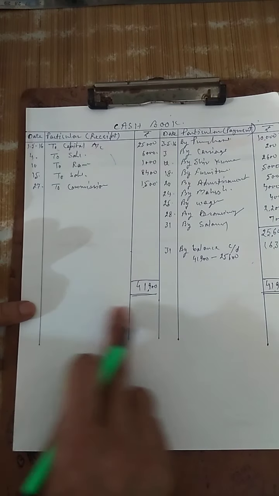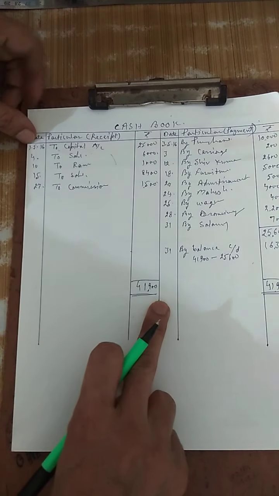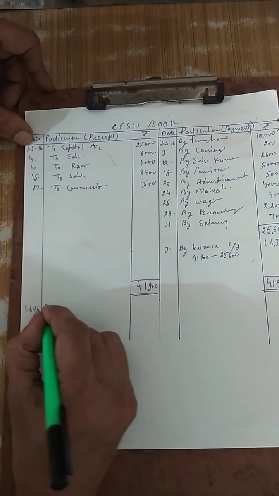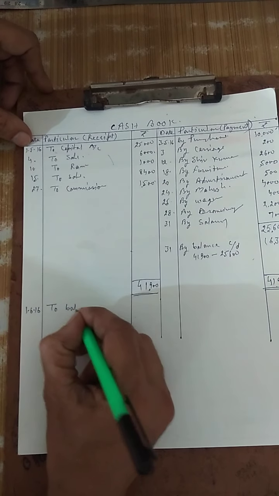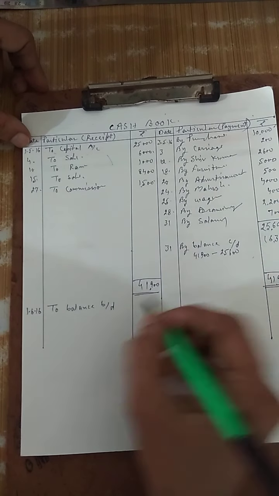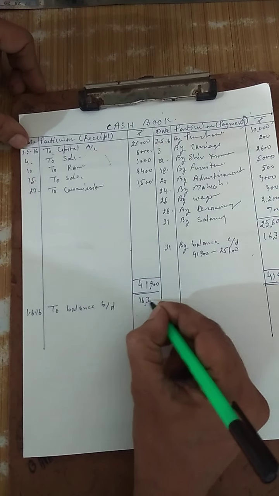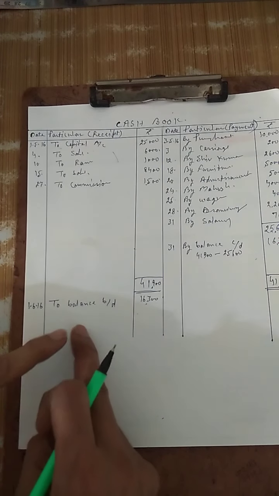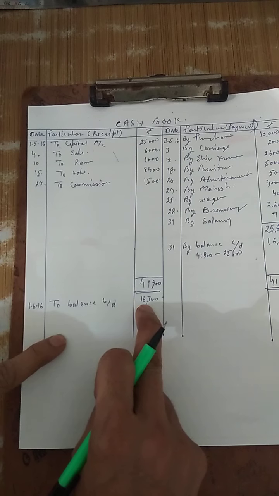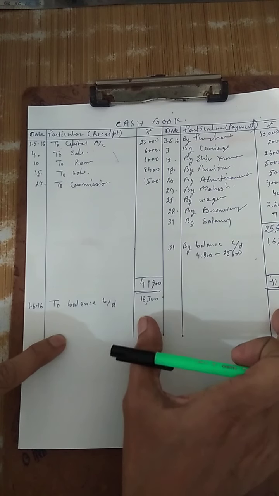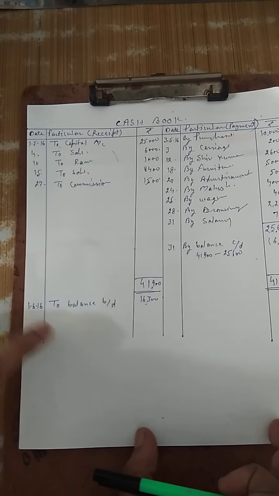It is May month. Next, first date of June, and we will write to balance brought down, B/D, 16,300. It means a business will start to write its cash book in the June month with this balance. Business already has this balance 16,300. Then write other transactions of June month.